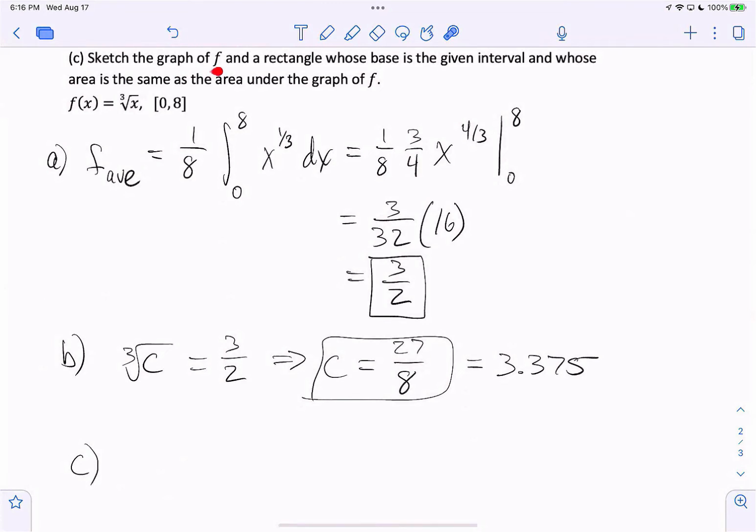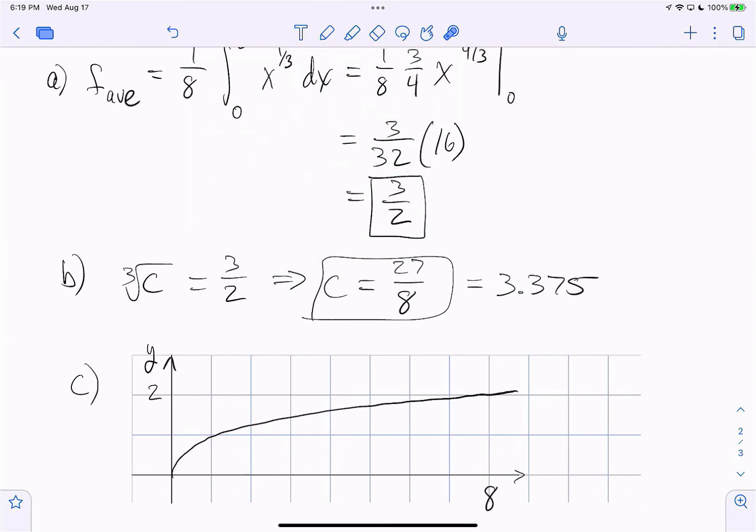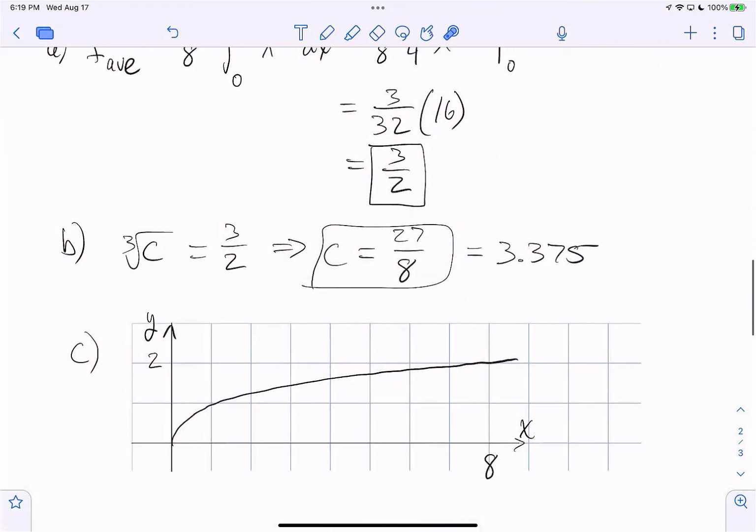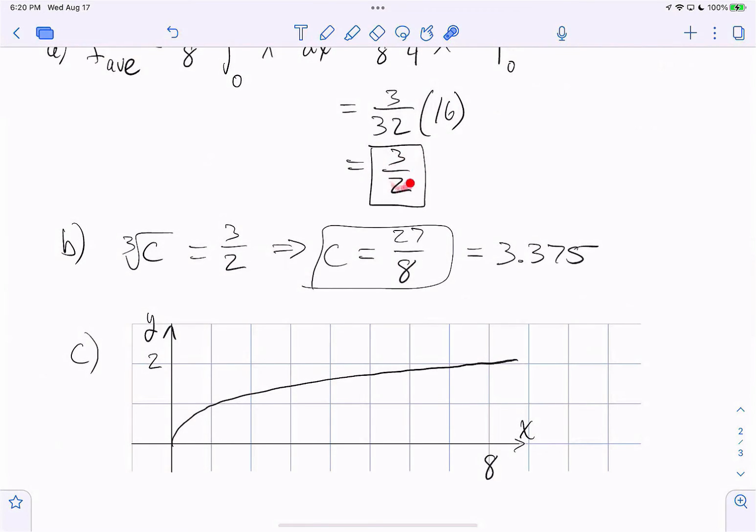We're going to sketch a graph of f on the interval from 0 to 8 and then a rectangle. All right, so here's my curve, the cube root of x as x goes from 0 to 8. And then we were told, this is kind of weird, to sketch a rectangle whose base is the given interval, so from 0 to 8, and whose area is the same as the area under the graph of f. Folks, that means the height of this rectangle is supposed to be 3/2.